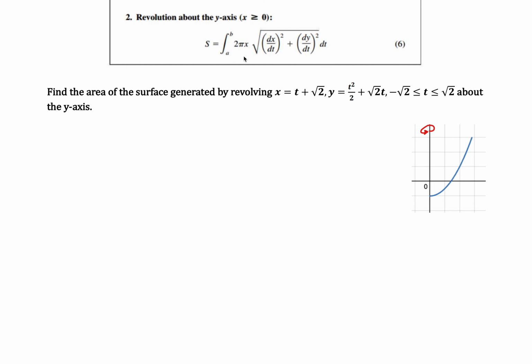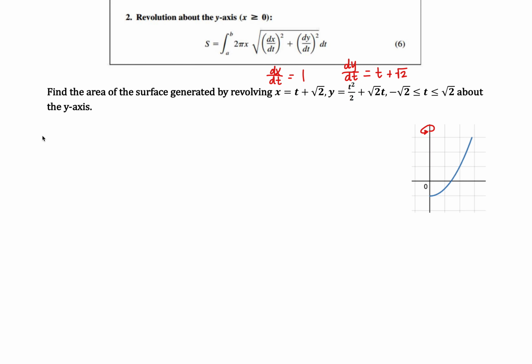Now, for this formula, I need to find dx/dt and dy/dt. For dx/dt, it's just going to be 1 because the square root of 2 goes to 0. That one's easy enough. Now, dy/dt, we're going to have 2t over 2, so that's just t, plus the square root of 2, and again, this goes to 0. So nothing too complicated. Now that we have that, we can go to our formula.